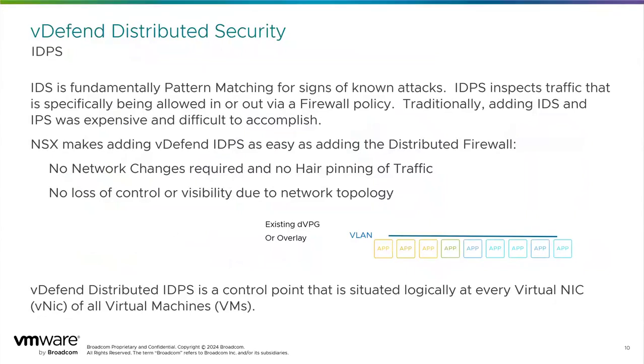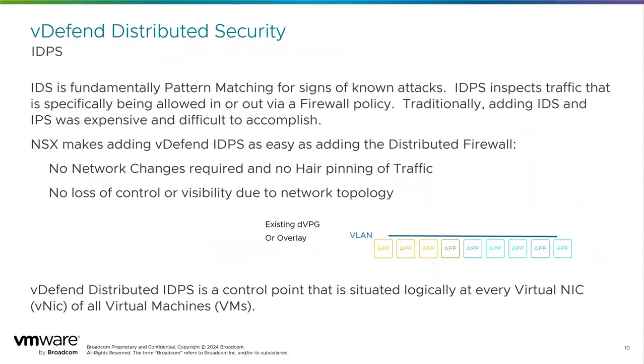If we look at pattern matching for signs of known attacks, that's the basic fundamental concept of an IDS IPS. IDS IPS inspects traffic that is specifically allowed in or out of a firewall policy. Traditionally, adding that was expensive. The NSX vDefend IDPS is as easy as adopting the DFW. If the policy's there, you follow suit with the configuration of the IDPS signatures.